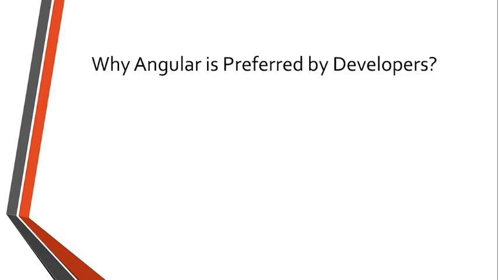Why is Angular preferred by developers? You might be wondering, why do so many developers prefer Angular for their projects? Well, let me break it down for you. 1. Powerful CLI. Angular's command line interface, CLI, makes it super easy to generate components, services, and modules with a single command. It also simplifies running tests and building your app for production. 2. Two-way data binding. Angular's two-way data binding feature ensures that any change in the user interface automatically updates the underlying data model and vice versa. This helps keep your app in sync with minimal effort.